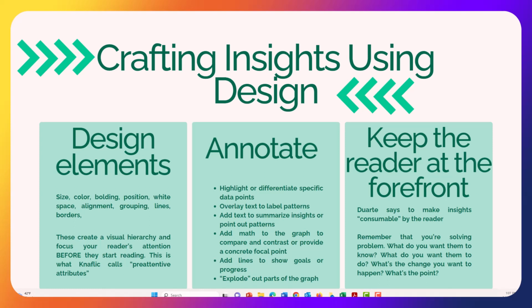Annotation is the act of encoding your insights onto a data viz by labeling important information. We can highlight specific data points to call our reader's attention to them, or overlay text to identify patterns, or zoom in and out of important parts of the graphs. There are many ways to use design and text to add insight to graphs and convert a data viz to a data story. So how do you choose?